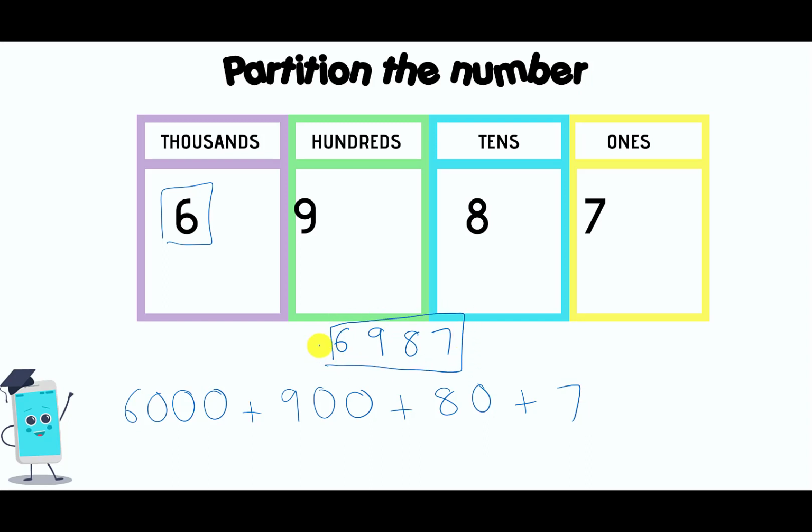I might want to put it in a place value chart to remind me, but I'm going to look at the value of each digit and I start with the biggest one. So my 6 was worth 6,000, my 9 is worth 900, my 8 is worth 80 and my 7 is worth 7. So to partition it, I imagine stretching out all the digits and saying and showing what each digit is worth. What is the value of each digit?